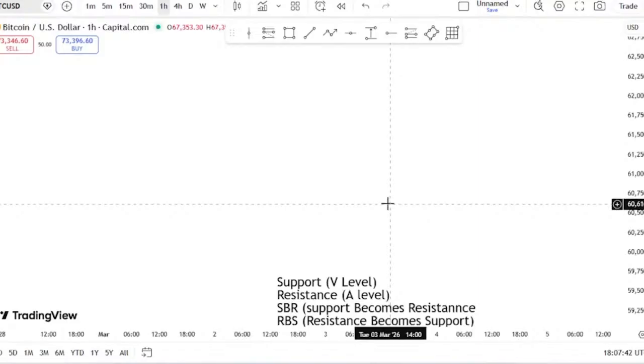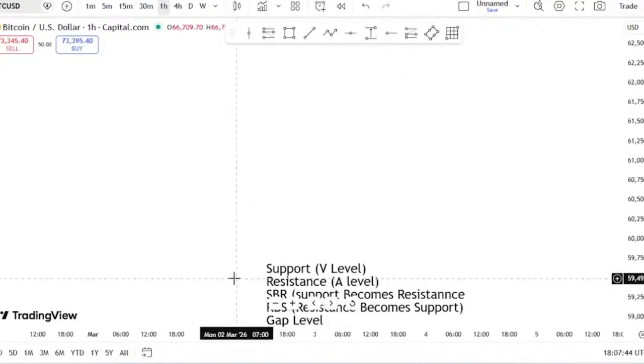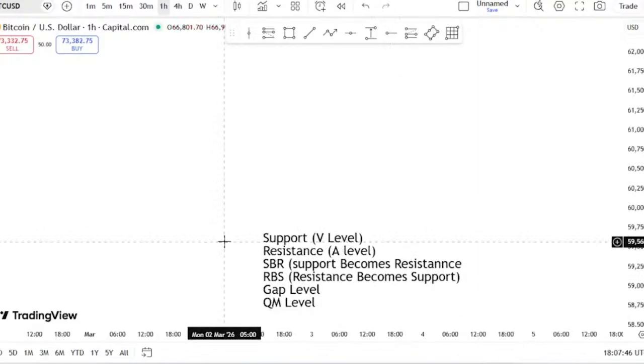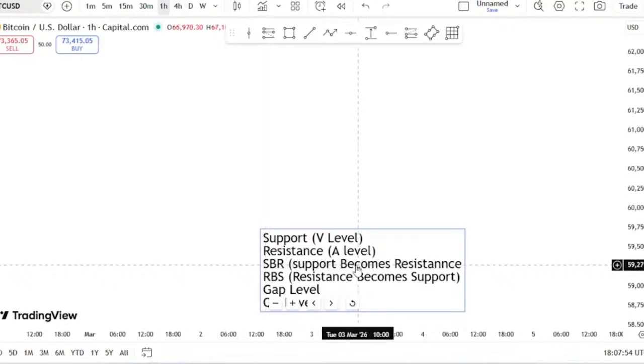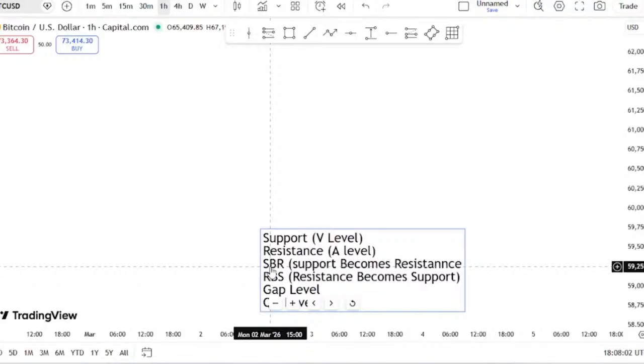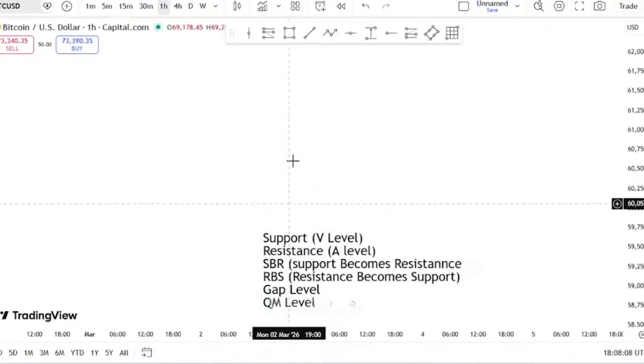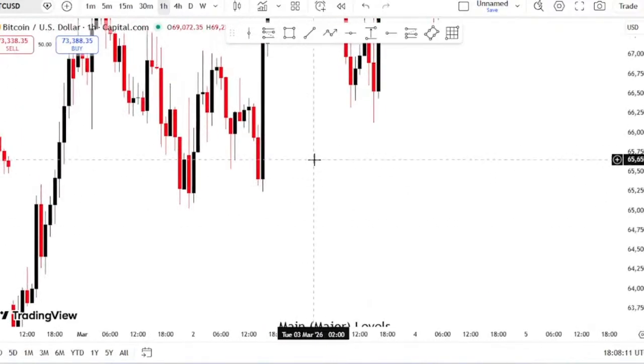Now the third point is SBR. SBR means support becomes resistance. So don't forget how support is formed. It simply means when the support is broken, then that same level becomes a point for resistance. Now let's look at an example of that.